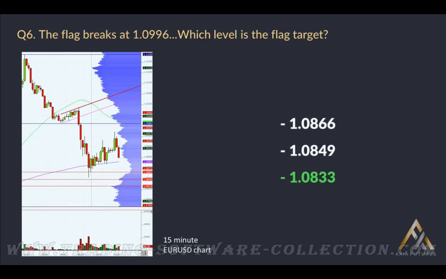Your target is 108.33. Reason for this is the pole on the flag is from 111.43 down to 109.80, which gives you 163 ticks. If you subtract the 163 from the 109.96 break, gives you a target down at 108.33. As you can see, we didn't actually reach the target on this one, and so you would have ended up being disappointed if you were holding it right the way to target.